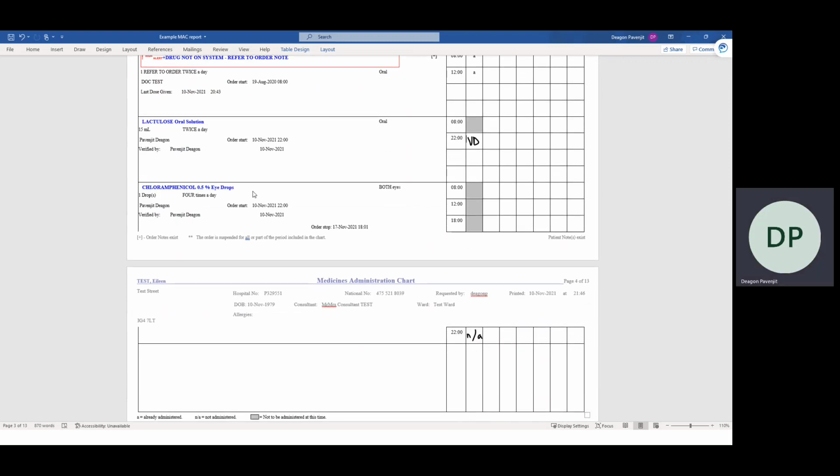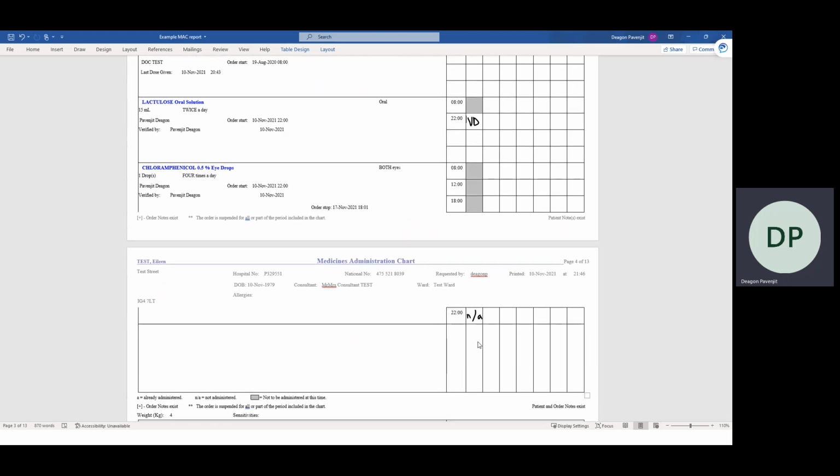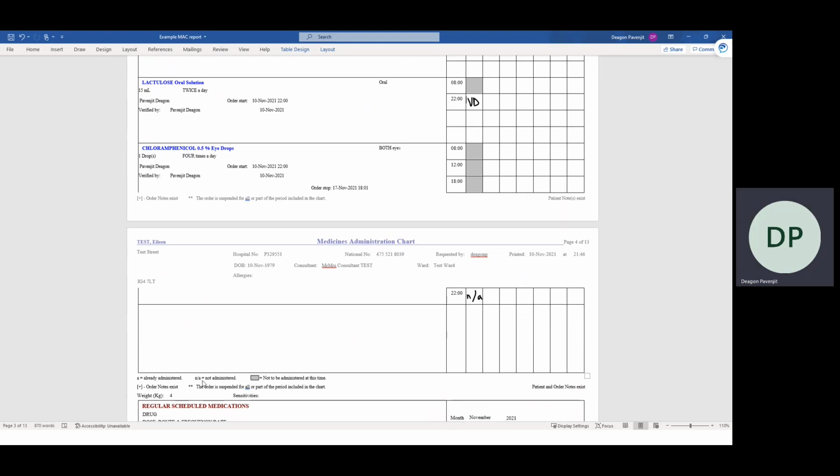In the case of chloramphenicol 0.5% eye drops, however, which was also due at 10 o'clock, the nurse has stated NA. And remembering the key, NA means not administered. For the purpose of downtime, we are asking the nursing staff for recording any non-administrations to state NA on the MAC report, and within the patient's RIO record, when you complete the progress note entry, state the reason for the non-administration there. For example, could be patient refused, drug unavailable, etc.